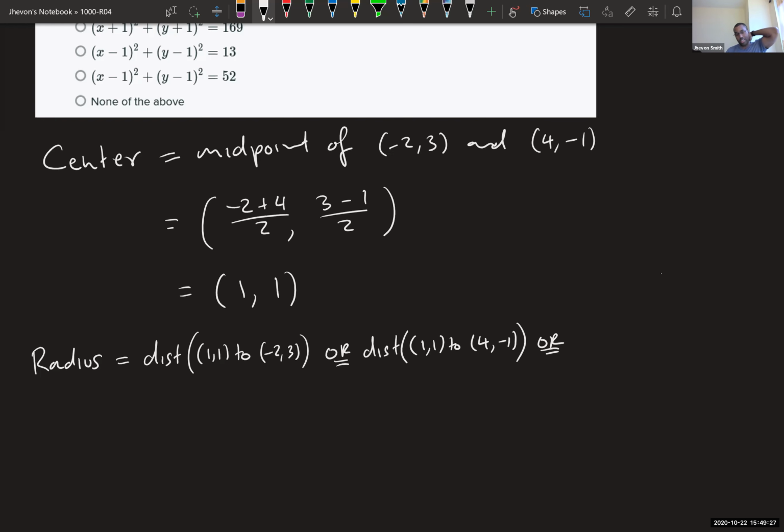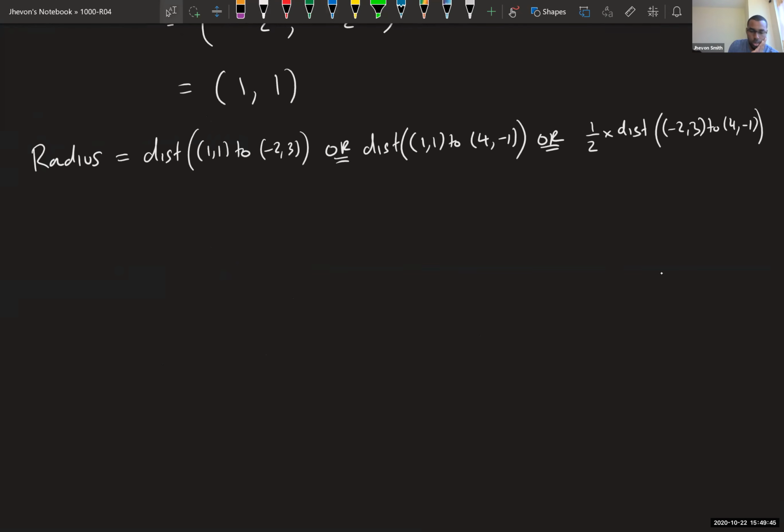Or if you're afraid you made a mistake with the center and you don't want to reuse the new point that you developed, you can actually use the old points. It will be half of the distance between -2, 3 and 4, -1. All of these will give you the same value. So let's just pick one. The r is going to be the square root of (x2 minus x1) squared plus (y2 minus y1) squared. That's 3 squared is 9, 2 squared is 4, it's radical 13.